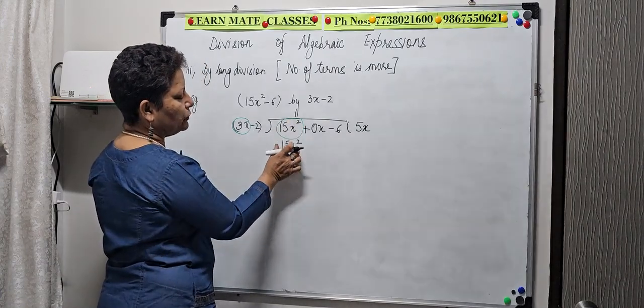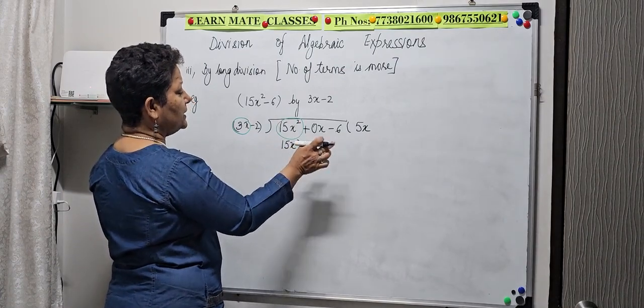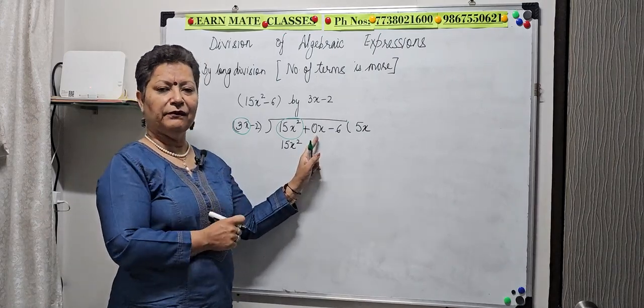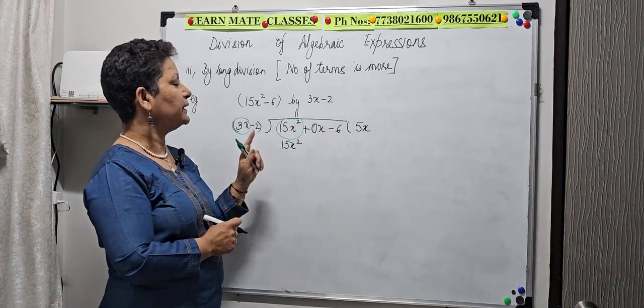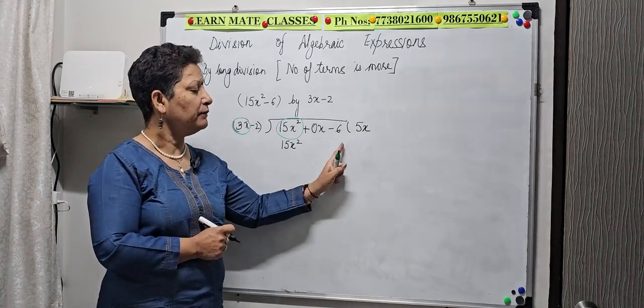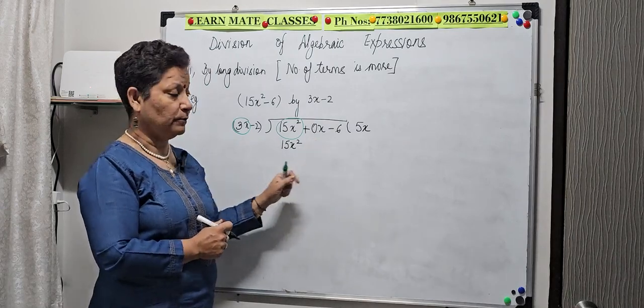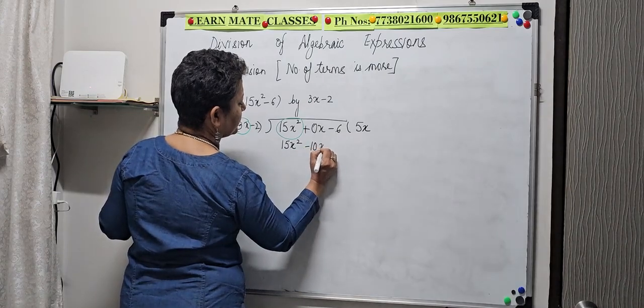Please remember, you have to write the x square terms under the x square terms and the x terms under the x column. Now you will understand why we had to put in a 0x term, because 5x into a minus 2 is giving you a minus 10x. I could not have written it here under the constant. I need to write it here in the x column. So I write this as minus 10x, right?